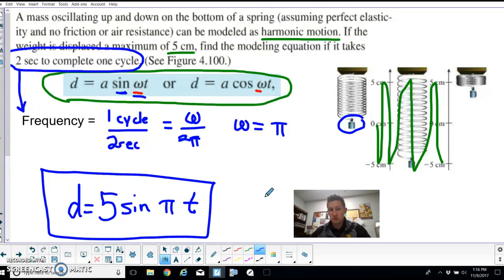So if you want to graph it, you could take a look at it, but we'll skip that. You can do that on your own. That's it for lesson 8.